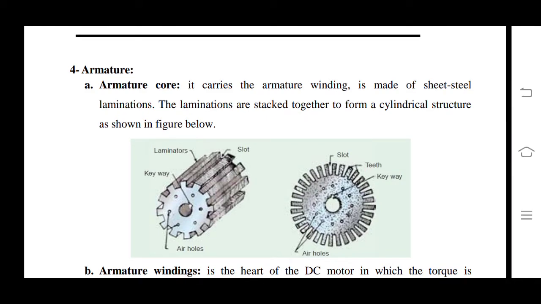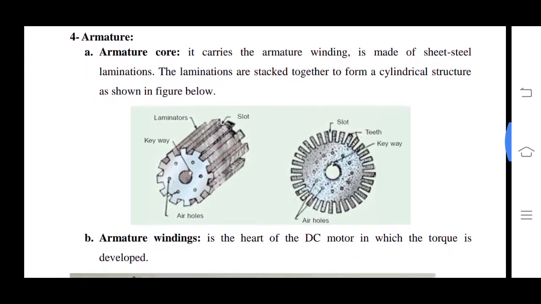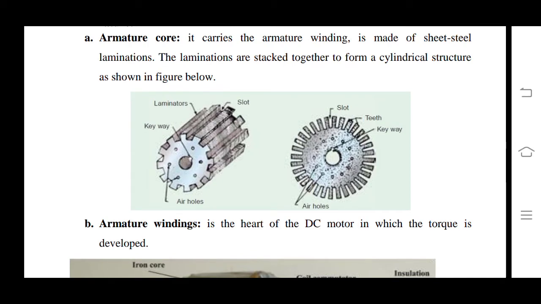Armature core. It carries the armature winding and is made up of sheet steel laminations. The laminations are stacked together to form a cylindrical structure as shown in the figure below. Laminations. Draw the diagram.